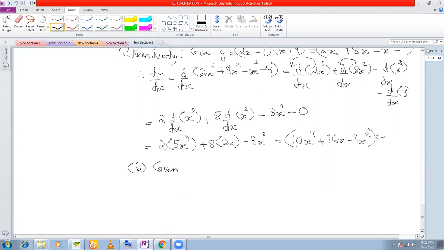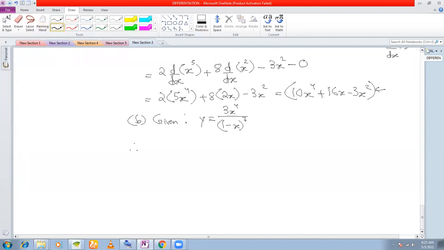To demonstrate this, let us take y is equal to 3x to the power of 4 by 1 minus x to the power of 7. Okay, so how do you use this? How do you differentiate this? Therefore, dy/dx is equal to d/dx of 3x to the power of 4 by 1 minus x to the power of 7.